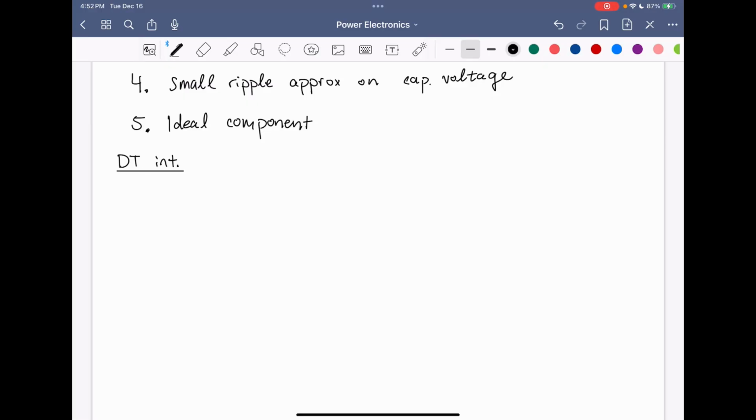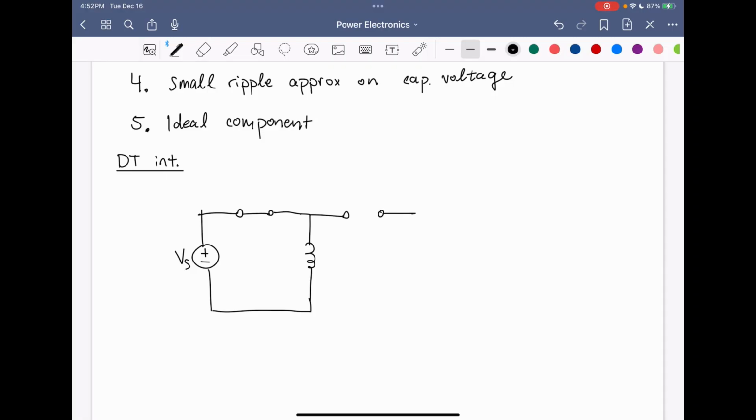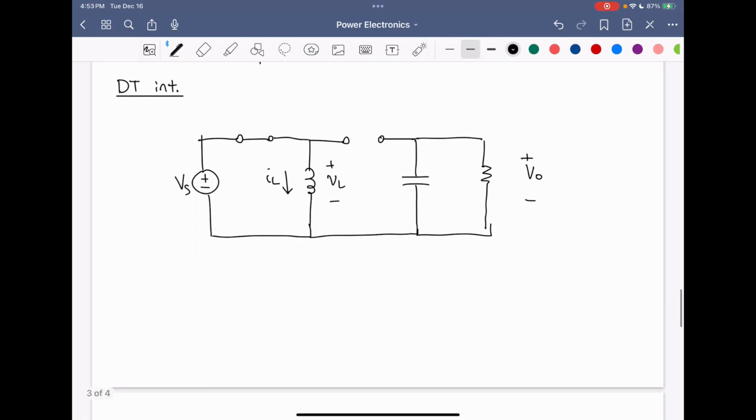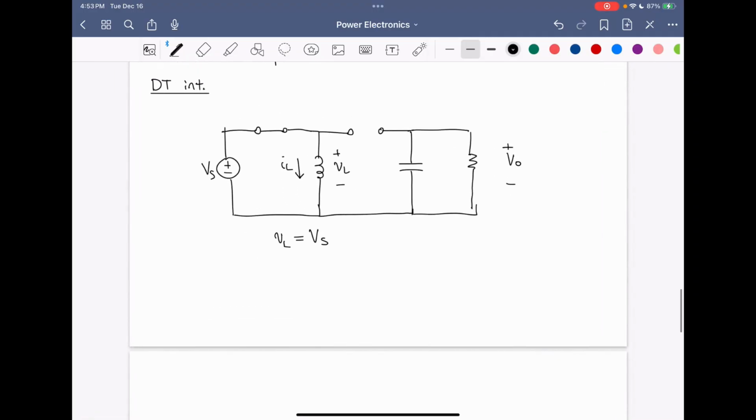In the DT interval, the switch is closed. So we're going to have a short circuit in place of the switch. And here we have the inductor, and the diode will be reverse biased, so it's represented by an open circuit, and then we have the capacitor and resistor. Now in this interval, we see that the inductor voltage is equal to the source voltage Vs. Now what about the D'T interval?